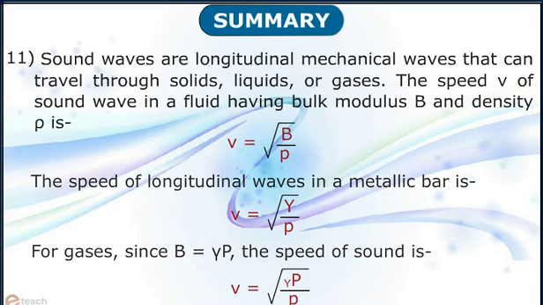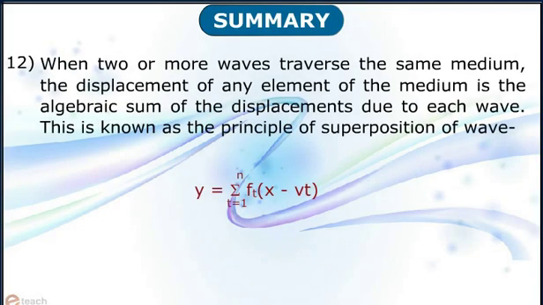When two or more waves travel in the same medium, the displacement of any element of the medium is the algebraic sum of the displacements due to each wave. This is known as the principle of superposition of waves. y equals summation i equals 1 to n of f_i(x minus v t).